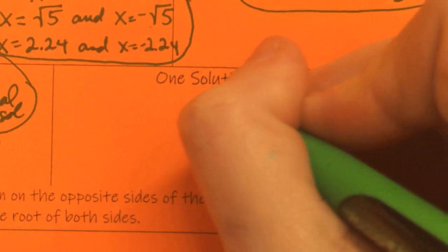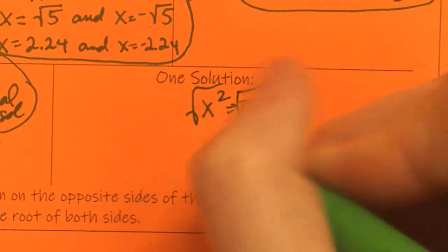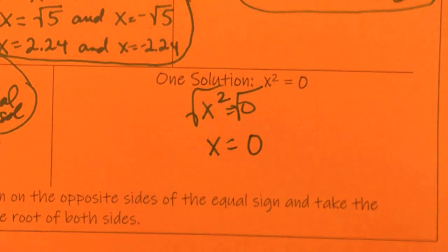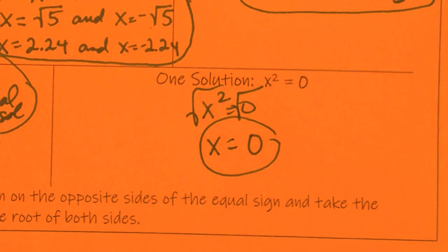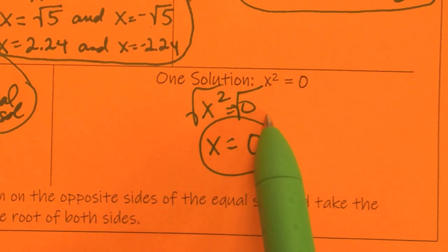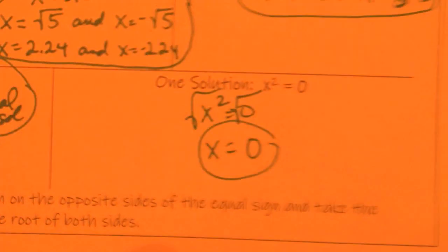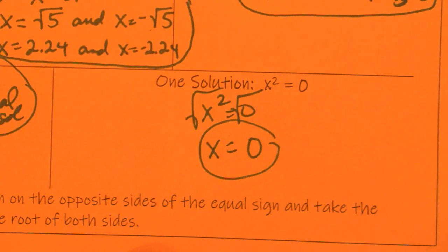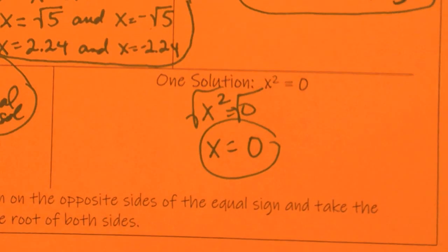If I have x squared equals 0, and I take the square root of both sides, I'm only going to have one solution, x equals 0, because 0 doesn't have a sign. 0 isn't positive or negative. It's just 0. So I'm not going to be able to have a plus and minus 0. That's not a thing. There's no sign on 0. So if the number under the radical ends up working out to 0, then I'm only going to have one solution, because all I can have is 0. Make sense? Okay.